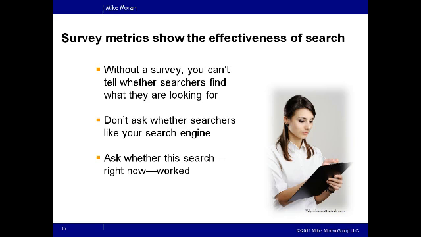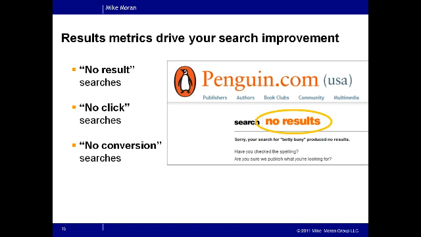The other thing that you want to focus on is survey metrics. One of the problems with search is that without having a survey, you don't know whether people actually found what they're looking for. You might know they landed on a page, but you don't know if they got the answer to their question. And so it's very important to ask the right question. So don't ask how satisfied are you with our search engine. Instead, ask them, for this search, did you find what you're looking for right now? Was this what you wanted? Because that's what you really want to understand.